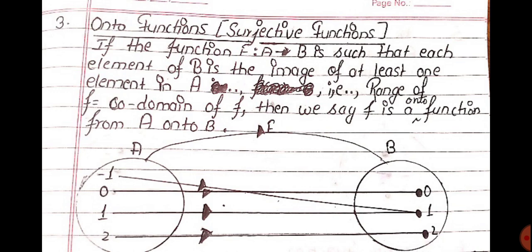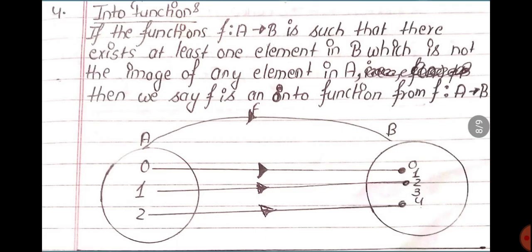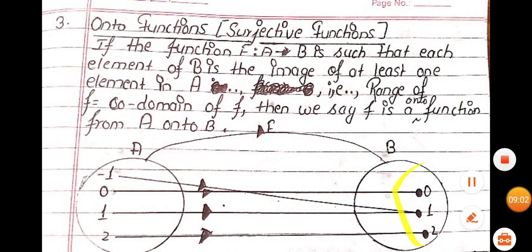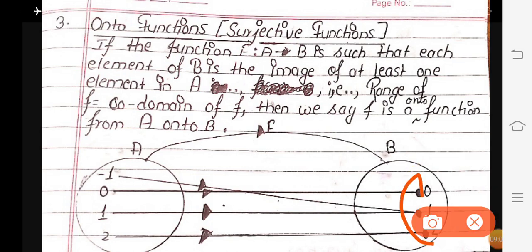In the figure you can see that all the elements of the set B have their pre-image, that's why it is an onto function. So always remember, to prove a function onto, we will try to show that corresponding to every element in the codomain there exists an element in set A, or we will try to show that the codomain of the function is equal to the range of the function.